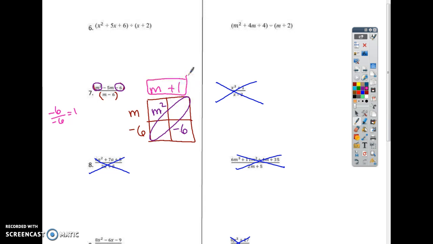Okay, if you want to check it, we can check it. M times 1 is 1m. -6 times m is -6m. When you add these two, it gives you -5m. We're done. The answer is m plus 1. Okay?